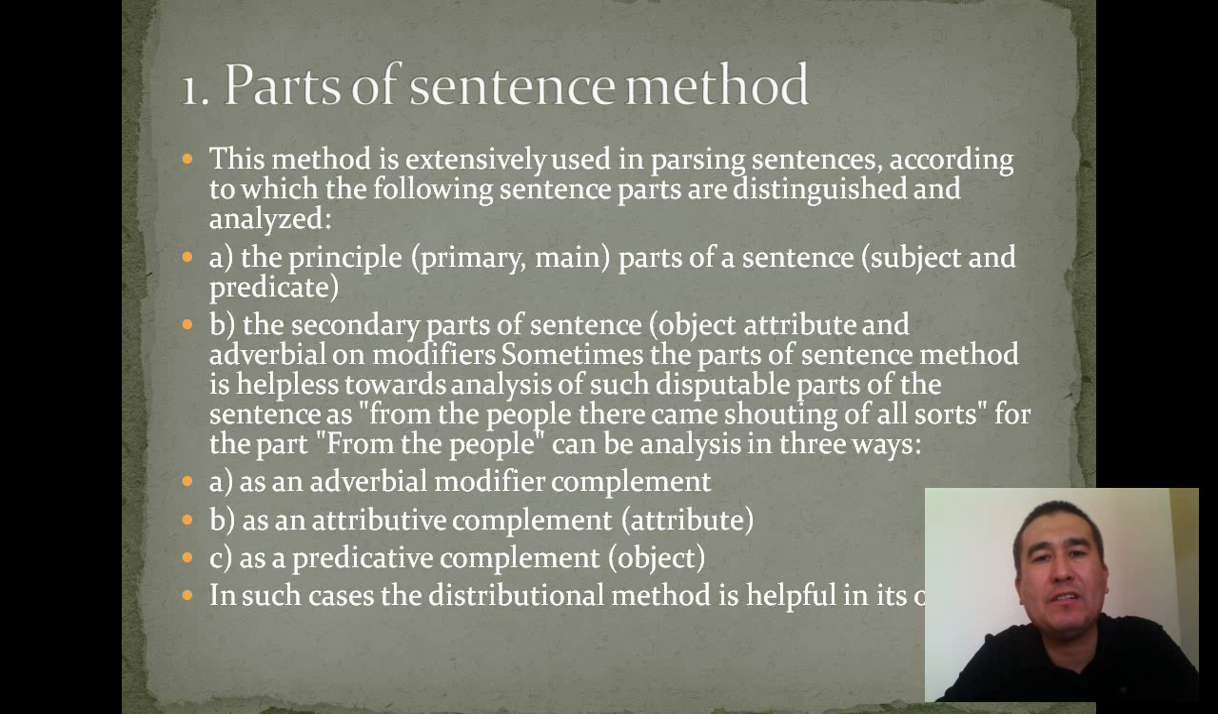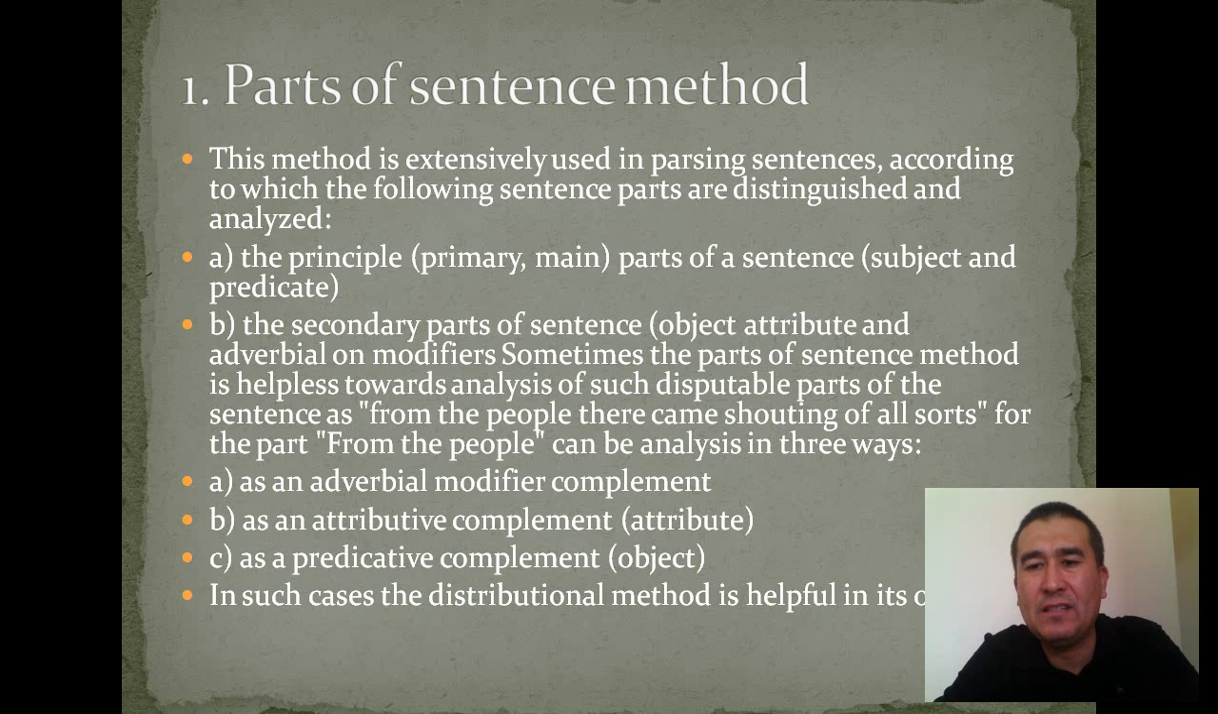The first one, the parts of sentence method. This method is extensively used in parsing sentences, according to which the following sentence parts are distinguished and analyzed. A, the principal, primary, main parts of a sentence: subject and predicate. B, the secondary parts of a sentence: object, attribute, and adverbial modifiers.